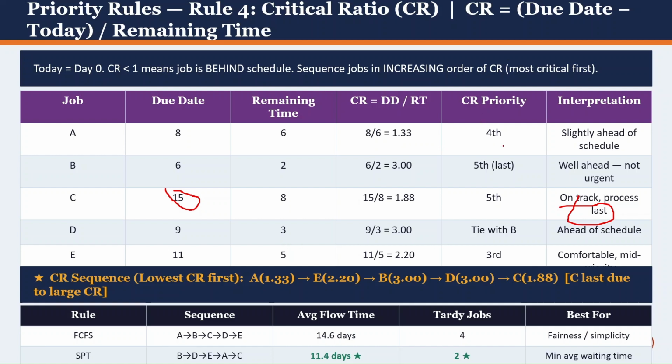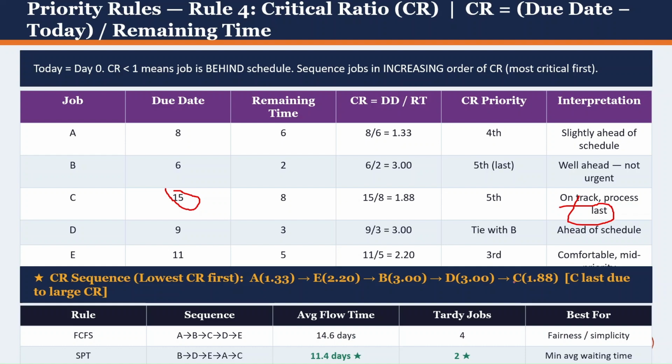So the critical ratio priority, we need to check those things and then schedule. The sequence that will come out with the critical ratio is A, E, B, D, C. So in the critical ratio, we also need to check the due date. We have to check the EDD and critical ratio combined. These things we need to check when we are scheduling in the object. So this is how the priority rules will work out.